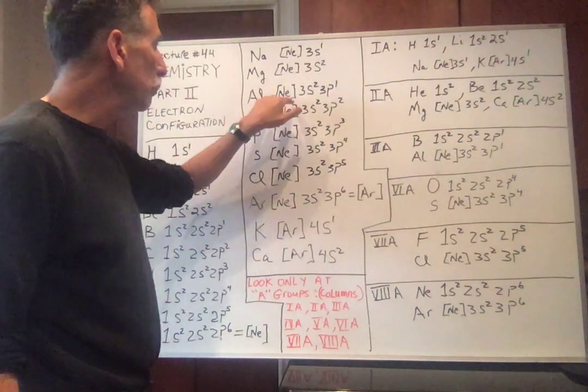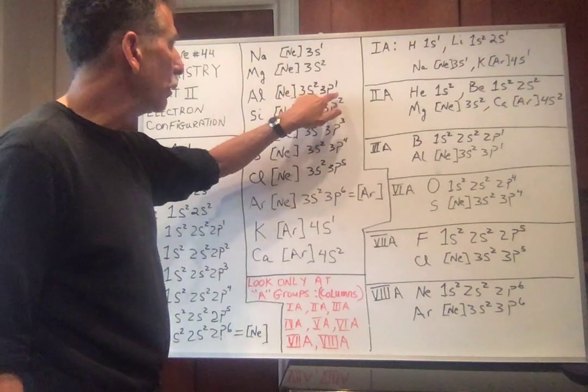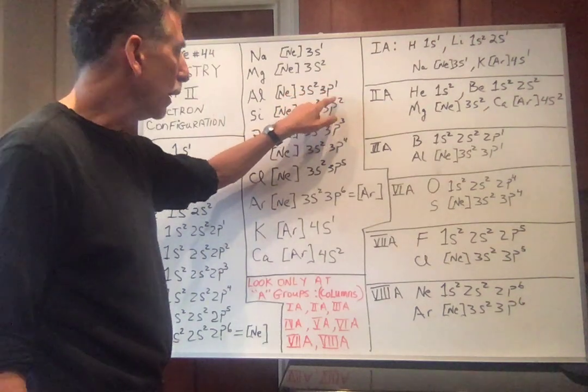We move to aluminum. We have the neon configuration. The surgery on the third floor is filled. Now we start filling the third floor proctology.